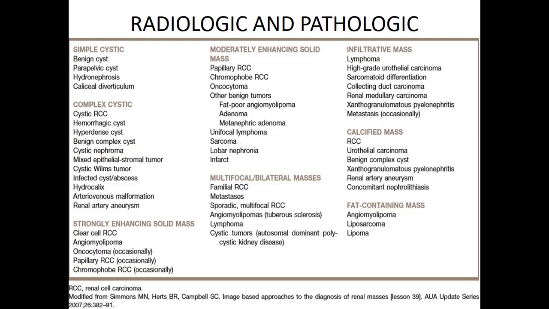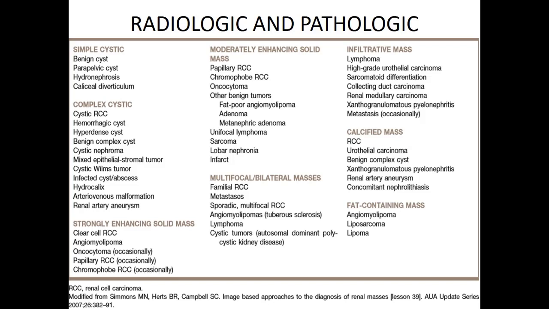Now we look at this chart, which shows the radiographic distribution of these masses. The simple cystic category includes the benign parapelvic cyst, hydronephrosis, and calyceal diverticulum. While in complex cyst, we have the cystic RCC, hemorrhagic cyst, hyperdense cyst, cystic nephroma, MAST, Wilms tumor, and others.